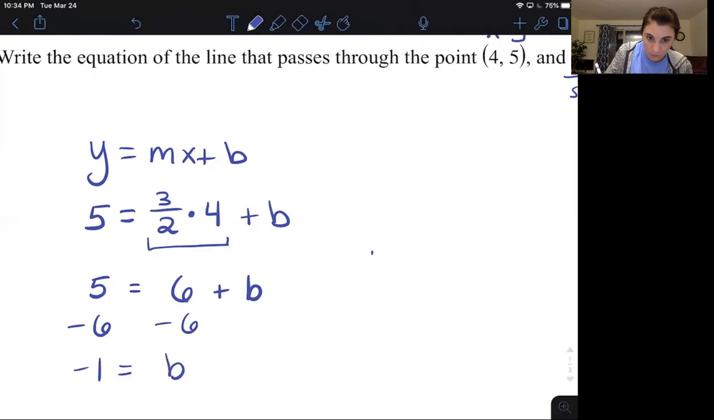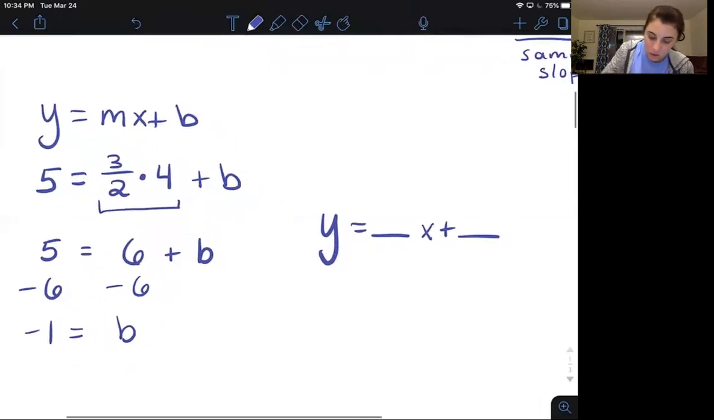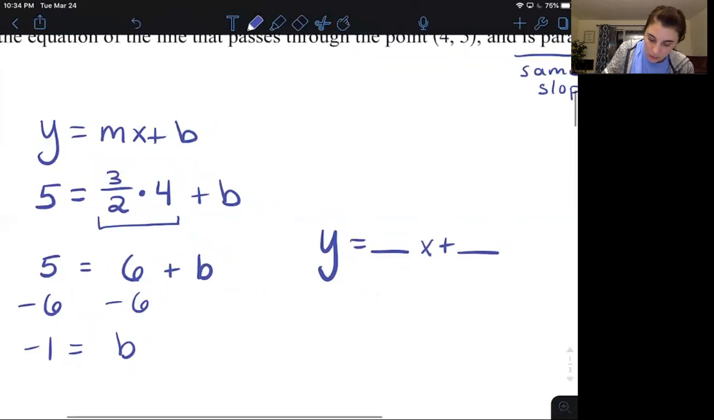And then don't forget your final answer is always y equals blank x plus blank. You fill that in with the slope and the y-intercept. So the slope was 3/2, and then the y-intercept was the b value, -1.